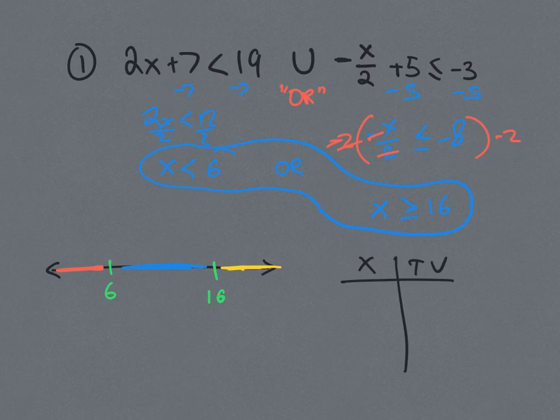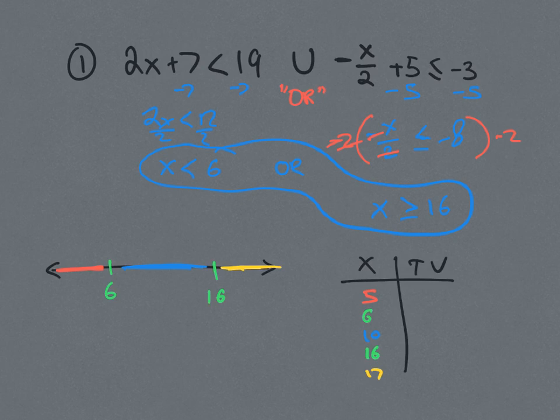So in here, I'll pick, let's see, smaller than 6 is 5. And then I use 6. And then in the blue section, maybe I'll go with 10. You can pick any number you want there. 16 is a tick mark. And then yellow is 17. Okay, so there's the 5 numbers I'm going to try.